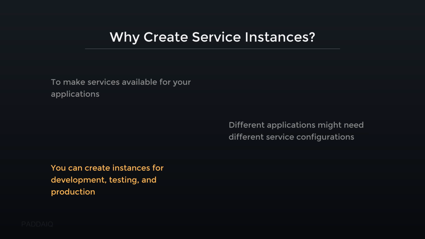You can create instances for development, testing, and production. This means you can set up separate, identical environments for building, verifying, and running your application. For example, developers build a feature in the development instance, testers check it in the testing instance, and users access the final version in production. This separation ensures stability and safety throughout the application lifecycle.